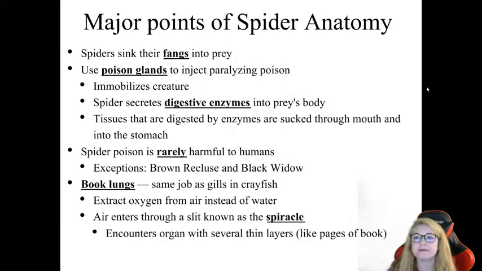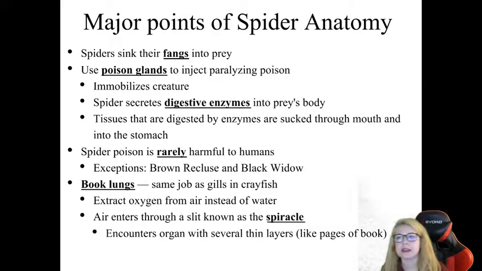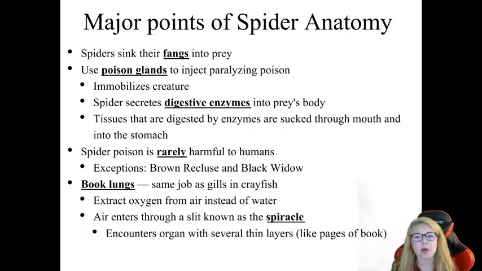But pretty nifty stuff. All right, so let's just go over a couple major points of spider or arachnid anatomy. For one, spiders sink their fangs into their prey, so they have fangs. They use a poison gland to inject a paralyzing poison, which immobilizes the prey or the creature that it's trying to consume. Spiders secrete digestive enzymes into their prey's body, and the tissues that are digested by the enzymes get sucked into the mouth and into the stomach of the spider. So, pretty gross. But those digestive enzymes aid in the breakdown, basically, of the prey's tissue.